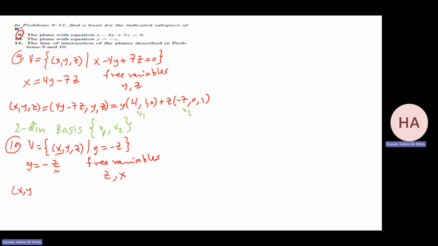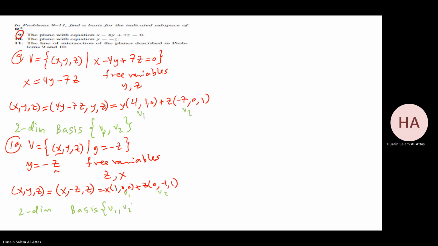So I have X, Y, and Z will be what? X, Y is minus Z, and Z. I take X common factor. I need the free variables plus Z, 0, minus 1, 1. And those give me 0, 1, 0. This is V1, and this is V2. So I have 2-dimensional, and the basis will be V1, V2.